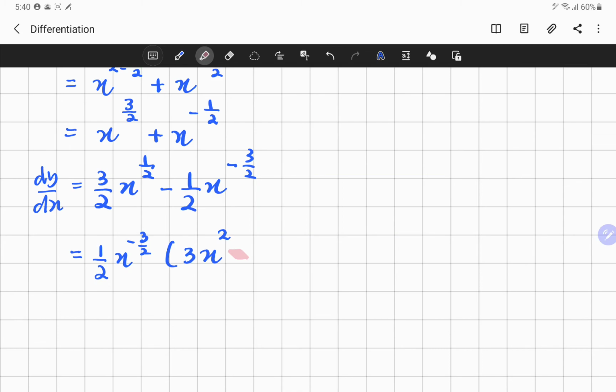Minus 1. Let's clean up the function by writing (3x squared minus 1) over 2 square root of x.